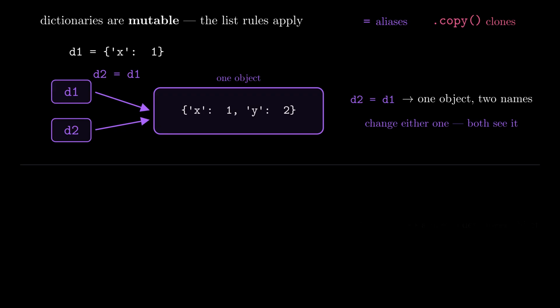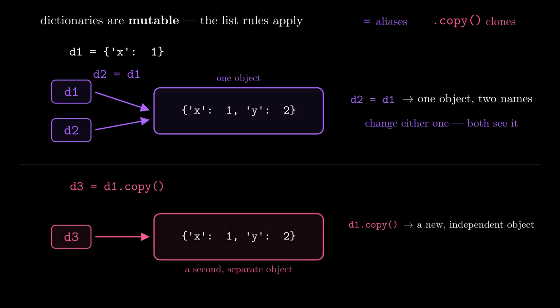When you genuinely want a separate independent dictionary, call the copy method on the original, D3 equals D1.copy(). That builds a brand new object with the same entries, and now you can change D3 freely without touching D1.